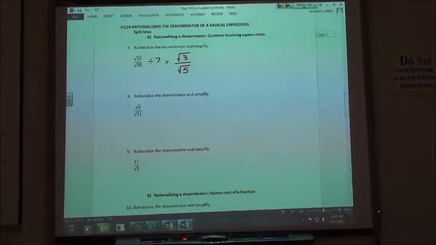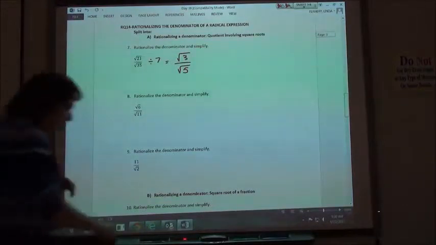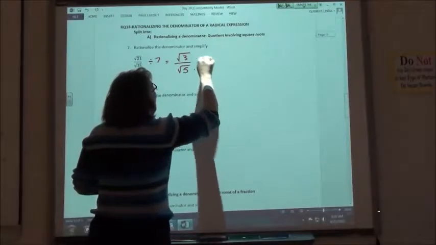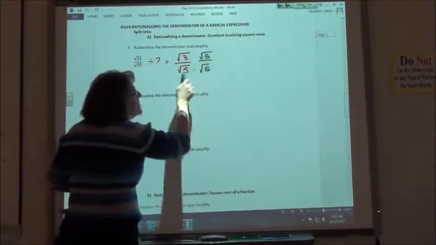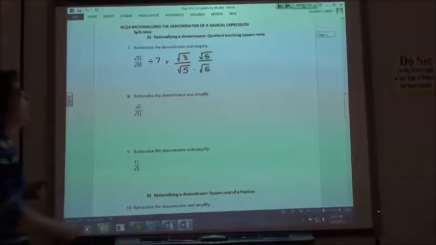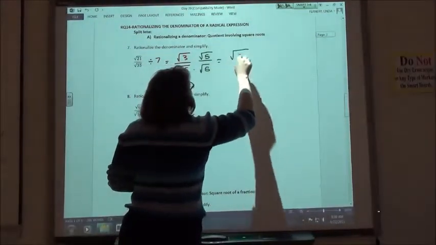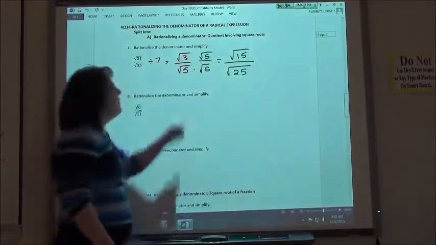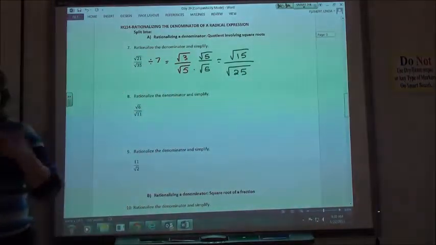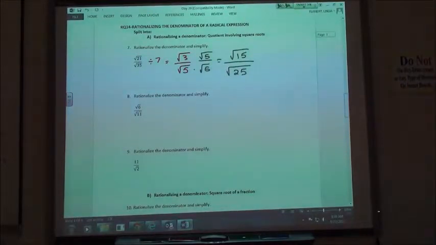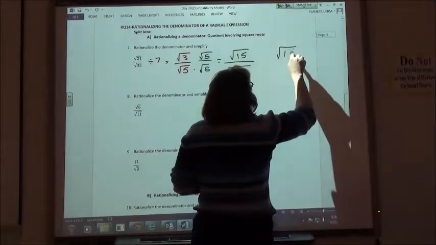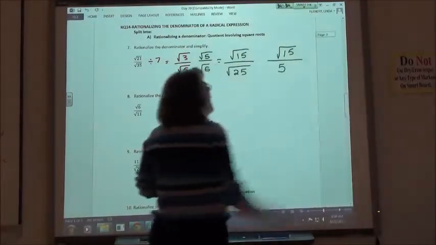Now I'm going to rationalize the denominator by multiplying by what's in the denominator. And of course, I'm making an equivalent fraction, so technically I'm multiplying both the top and the bottom by whatever's in the bottom. On the top then, I'm going to have the square root of 15. On the bottom, I'm going to have the square root of 25, which should be a perfect square because I took 5 times 5, right? I can then simplify the bottom, and I'm going to have the square root of 15 over just a plain old 5.